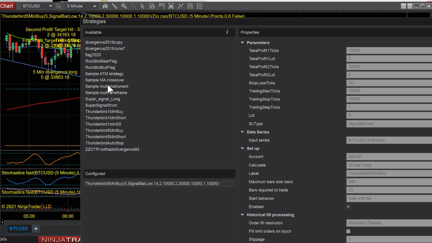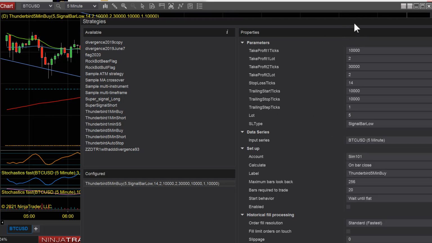These are the strategies you have downloaded. If you received the RockBot code, you download it on your platform and you know about this. If you don't know about the platform, you won't understand what I'm talking about. Bring down the Thunderbird 5-minute script, and once you click on that, I want to disable it so you can see what our parameters are. Apply that, and now the parameters over here.